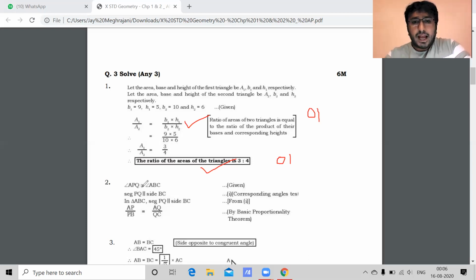Second sum, angle APQ is congruent to angle ABC. It's already given. So we can say PQ is parallel to BC by corresponding angle test. If corresponding angles are congruent, lines are parallel. Okay. So in triangle ABC, PQ is parallel to BC and we get AP upon PB is equal to AQ upon QC. Okay. So if your entire sum is correct, the reason will be by basic proportionality theorem, you'll be getting 2 marks. Let's proceed further.